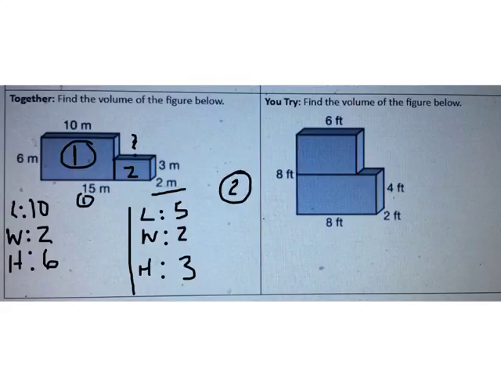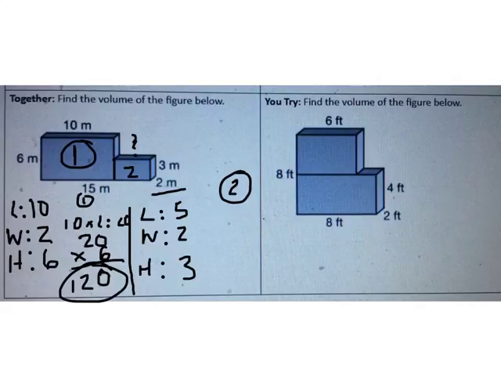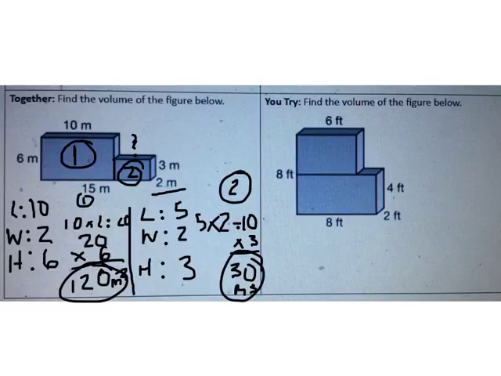Find the volume of the first rectangular prism. Go ahead and do that now. The volume of the first rectangular prism is 120 cubic meters. Find the volume of the second rectangular prism. Go ahead and do that now. The volume is 30 cubic meters.